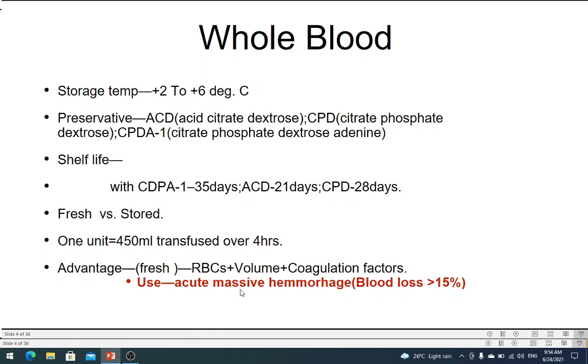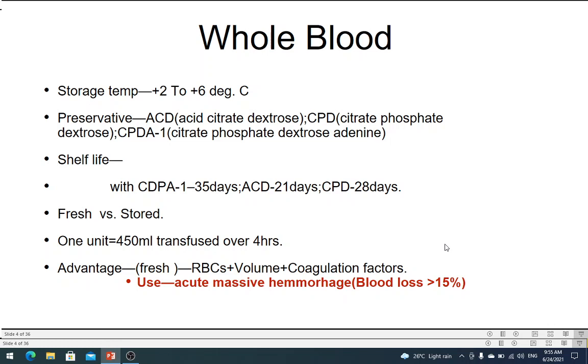I told you it contains RBCs; fresh blood contains metabolically active RBCs. It can carry oxygen immediately, no problem. It expands the volume because it is whole blood, and all the coagulation factors are present. Now the indication for using whole blood nowadays is only when there is acute massive hemorrhage. Massive, 15% is not actually massive, but anything over 15 you might require.